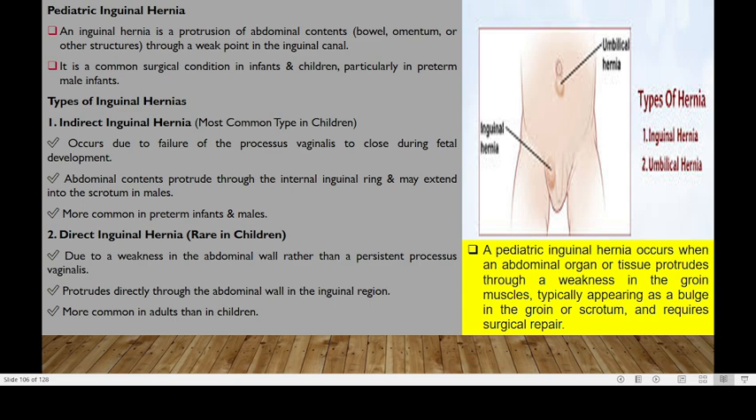For the direct inguinal hernia, this is rare in children. It's due to weakness in the abdominal wall rather than persistent processus vaginalis. It protrudes directly through the abdominal wall in the inguinal region and is more common in adults than children.